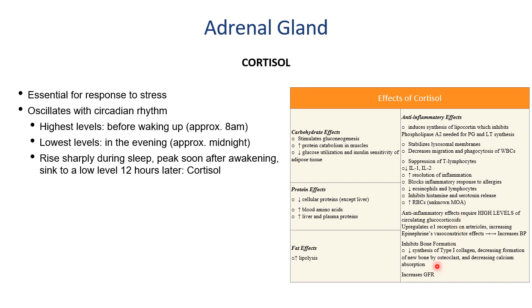Cortisol also inhibits bone formation, and therefore, if you have high levels of cortisol for a very long time, you will be predisposed to the development of osteoporosis. Cortisol also increases glomerular filtration rate, or the production of urine.